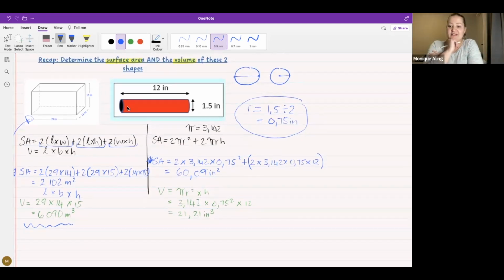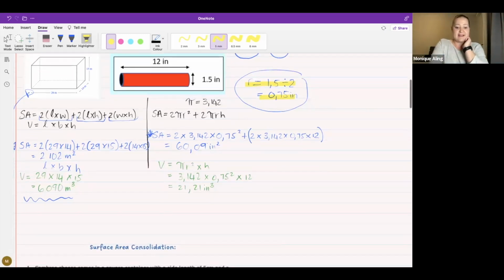Okay, so this was just a recap of what we did on Monday. These are basic rectangular prisms, basic cylinders. Everything's been given to us. The only thing that we need to take note of with cylinders, they love to give you the diameter. So quite often you'll need to remember to work out the radius. Other than that, you just put everything into the formula. Okay.